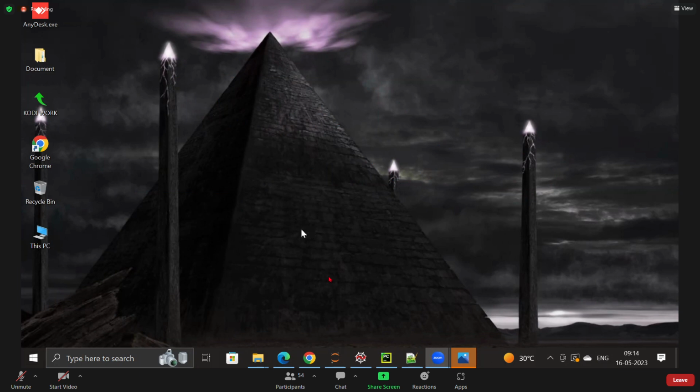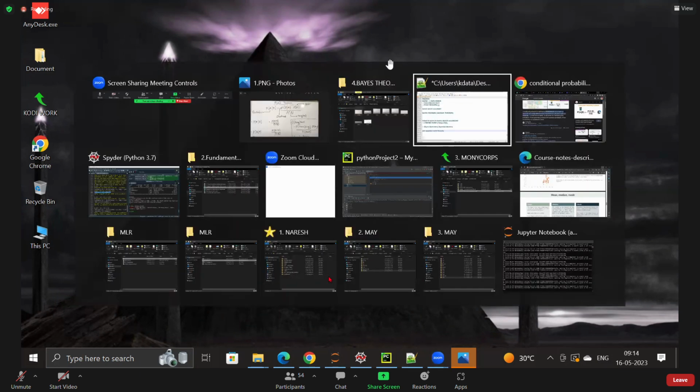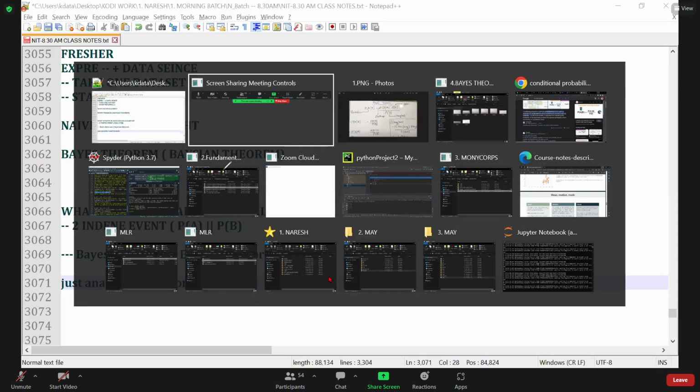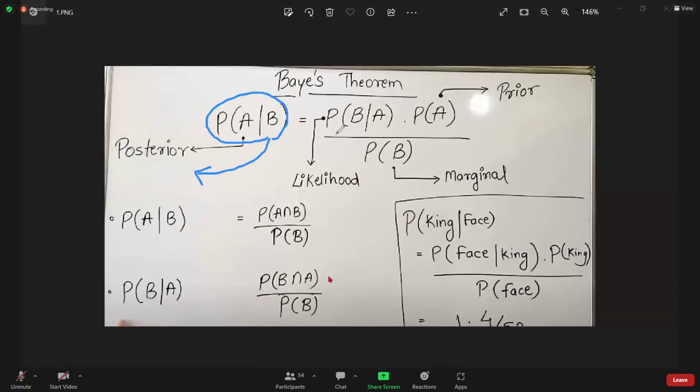Now here, in this equation, this part is called posterior probability. What do we call this part, guys? Posterior probability. This part is called likelihood. This part we call likelihood. And this part we mention as prior probability. And this part we mention as marginal. So what are the topics we have in the Bayesian theorem? Posterior probability, likelihood, prior probability, marginal. 1, 2, 3, 4.